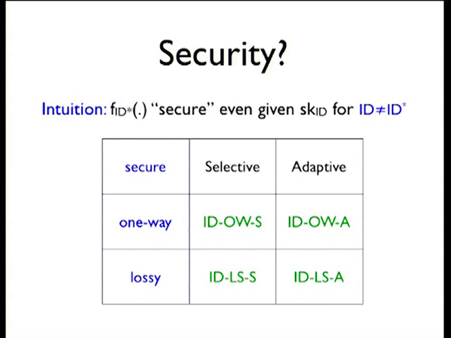So how about security? Intuitively, to define security of an ID-based trapdoor function, we want that the function indexed by some challenge identity is secure, one-way or lossy, whatever you want, even given the user secret keys for many other identities. That's what we want to capture. There are two dimensions we can consider. First, the security, which can be one-wayness or lossiness, where lossiness is stronger. Then we specify how the adversary selects the challenge identity, usually distinguished between selective and adaptive. And then you get these four notions.